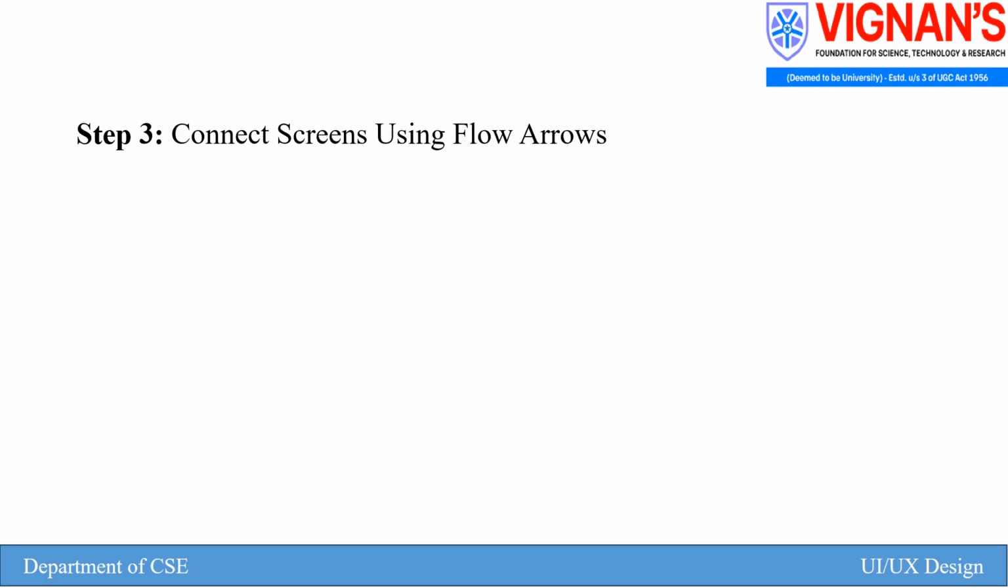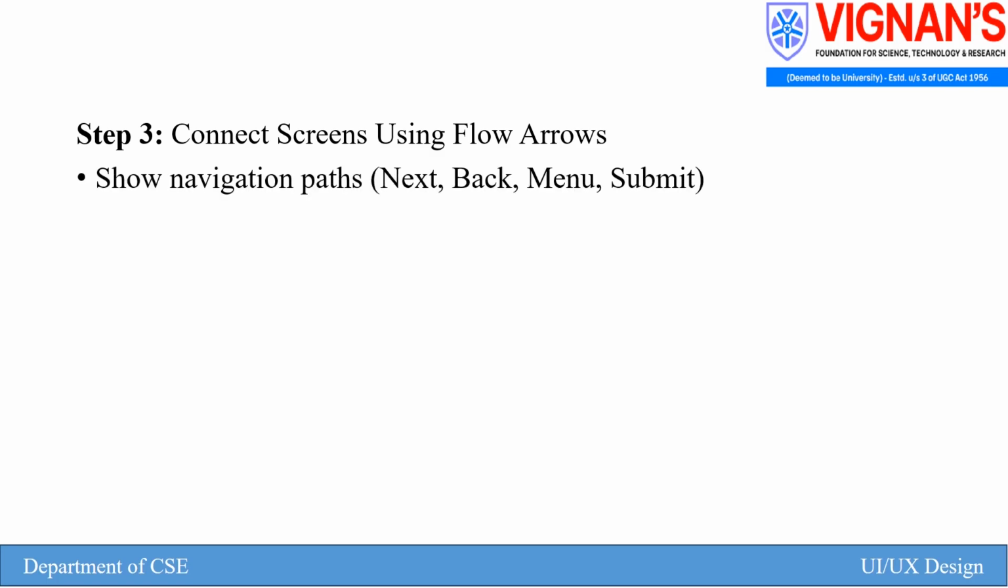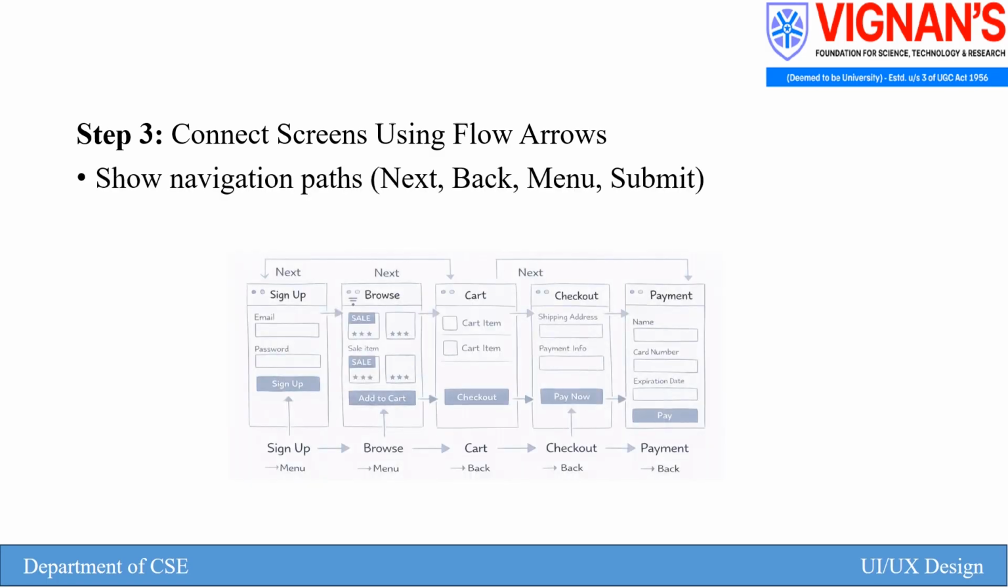Step 3. Connect the screens using flow arrows. We use arrows to represent navigation paths such as Next, Back, Menu, and Submit actions. For example, after signing up, the user moves to the Browse screen, then to the Cart, Checkout, and finally to Payment. These connections help us understand the complete user journey and ensure smooth navigation.